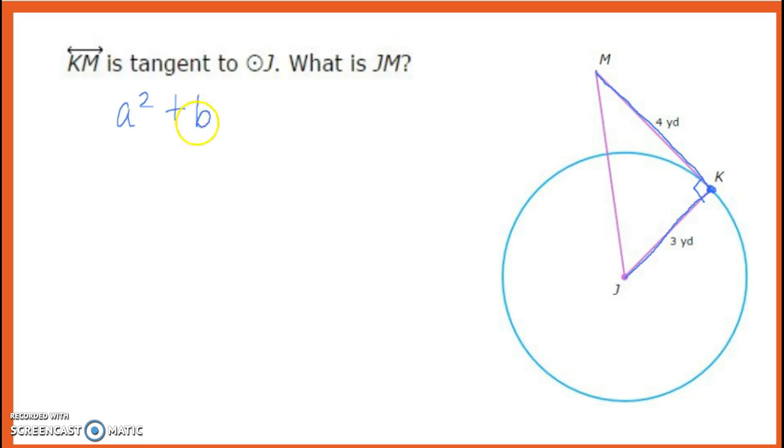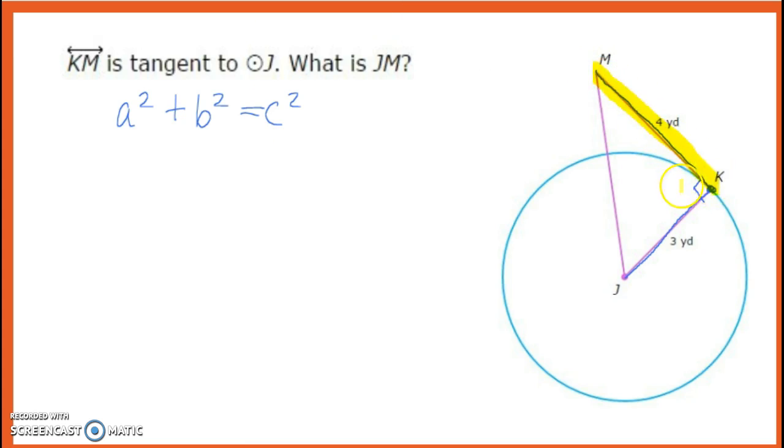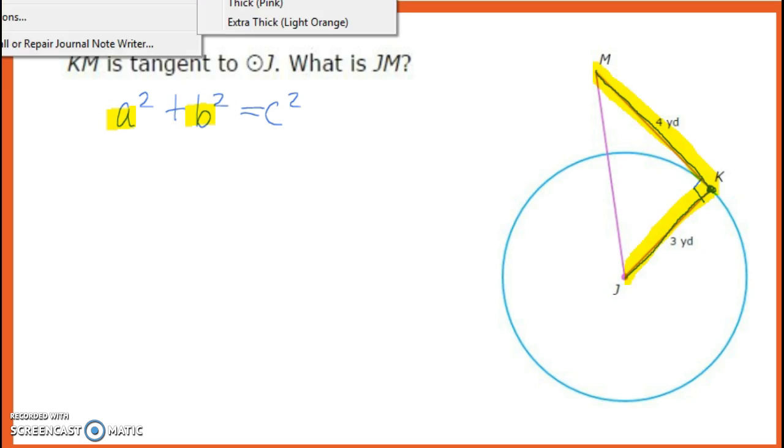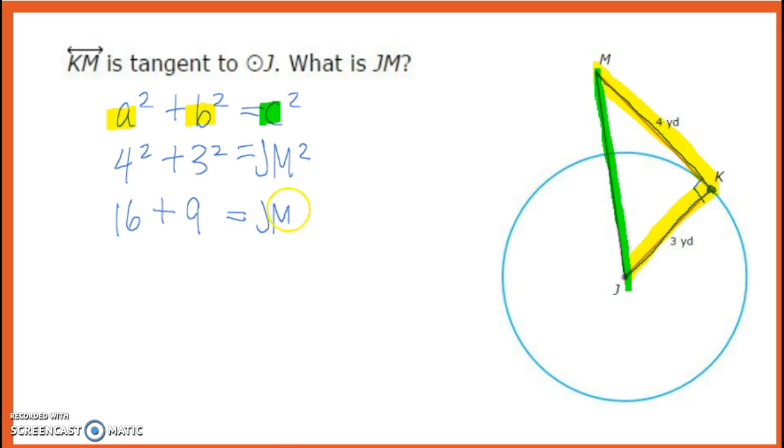A squared plus B squared is equal to C squared. Now in this diagram, we know that MK and JK form the legs, so those are going to be A and B. And the hypotenuse JM is what we want to find, so that's going to be C. So plugging in these values, I have 4 squared plus 3 squared has to equal JM squared. Well, 4 squared is 16, 3 squared is 9. That's going to equal JM squared.